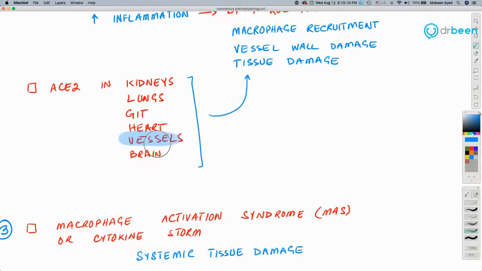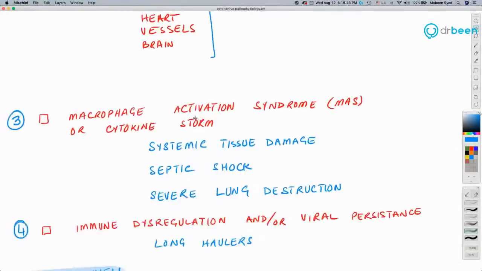So when they are imbalanced within the vessels, it is the endothelium of the vessels, the cells of the vessels, that get damaged first. This is why hypercoagulable states occur. And then brain. So, continuing on.